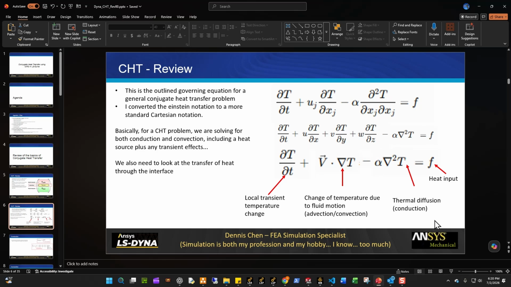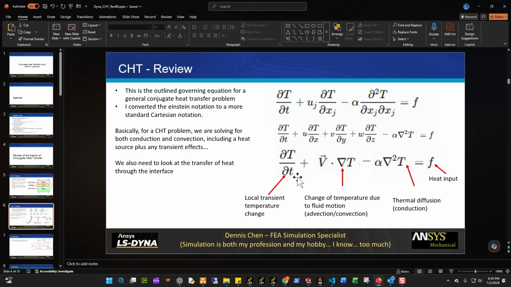And then you have your conduction term, which is your thermal diffusivity, which is your alpha here, and it's also with a second order derivative with respect to space. We usually can have a heat source that can be applied to the system, and of course you also have some kind of transient effect.